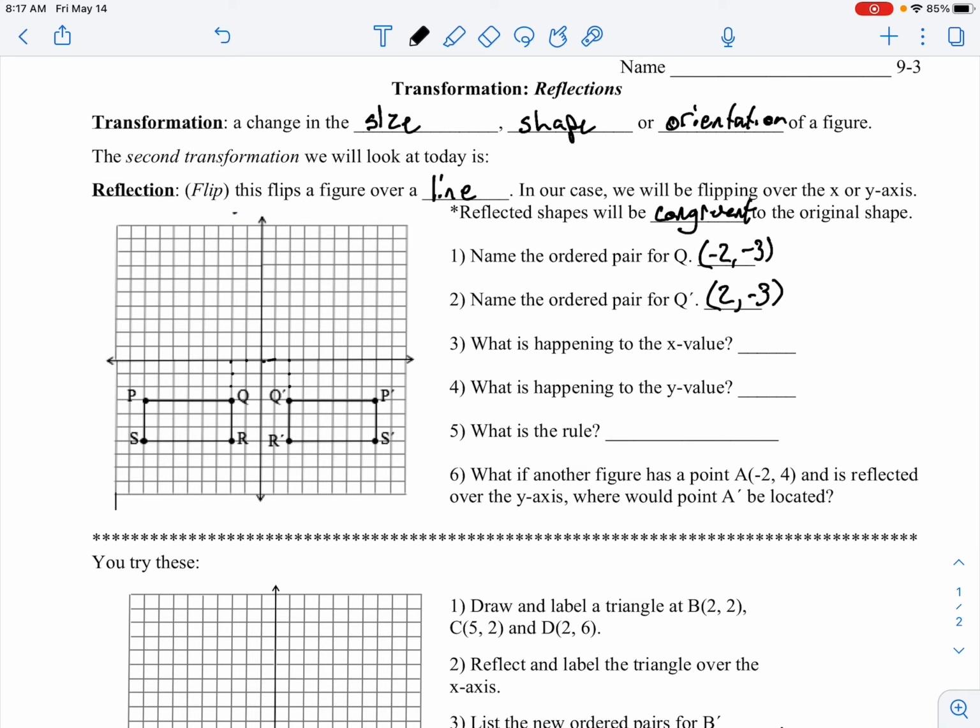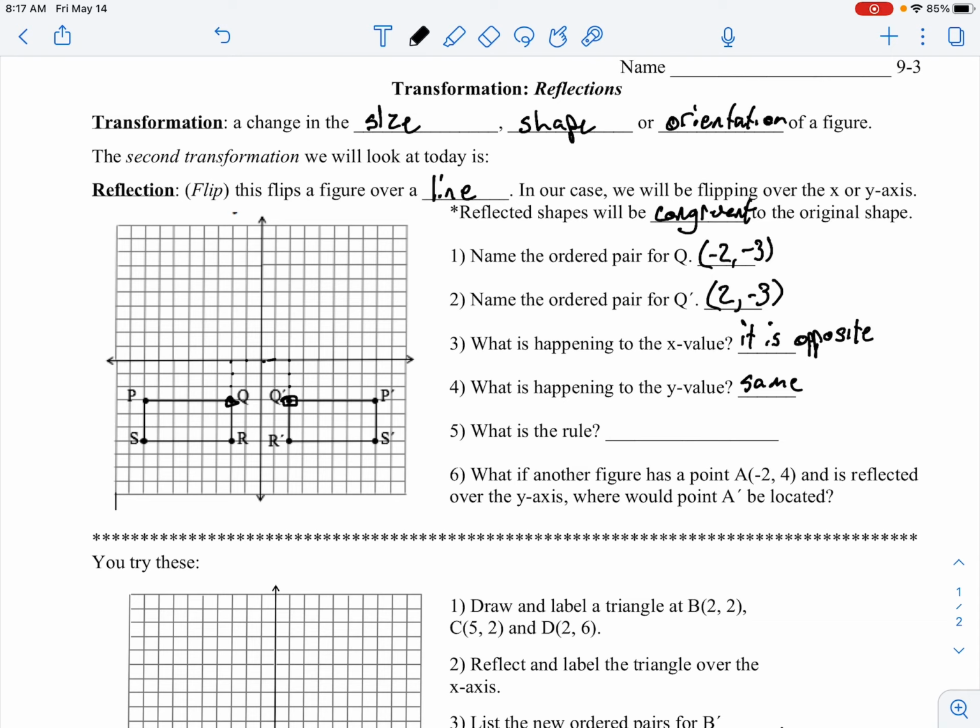Well, if we take a look, we went from -2 to 2, but in reflection's case, we're not adding like we did with translations. We're multiplying. So we'll say it is the opposite of what it was. And what is happening to the y value? Well, it stayed the same. Nothing happened to the y value, so we're still sitting at -3 for the y value for both of these points.